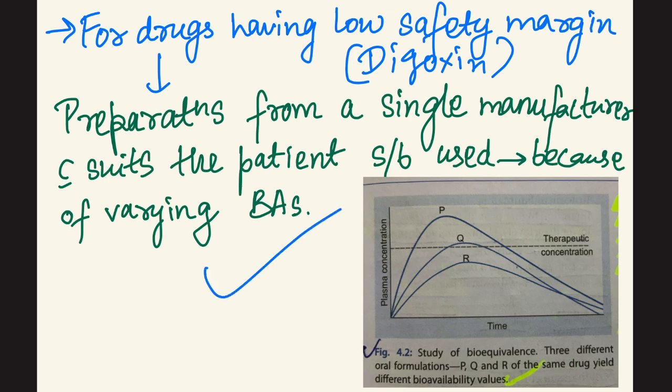And in this image you can see the study of bioequivalence. P, Q and R are three different formulations of the same drug. Here you can see formulation R is not even reaching the therapeutic concentration, that is, the bioavailability is so less. P is crossing the therapeutic concentration, and Q is crossing the therapeutic concentration for a short duration of time. So this is the reason why we need to do a bioequivalence study. Whenever drugs are bioequivalent, their bioavailability will be comparable, almost the same. Whenever drugs are not bioequivalent, their bioavailability will differ drastically.